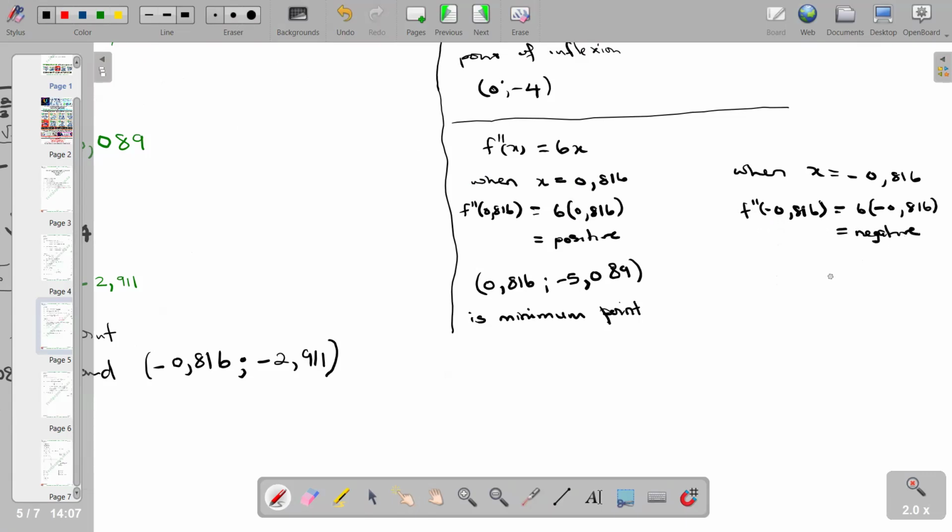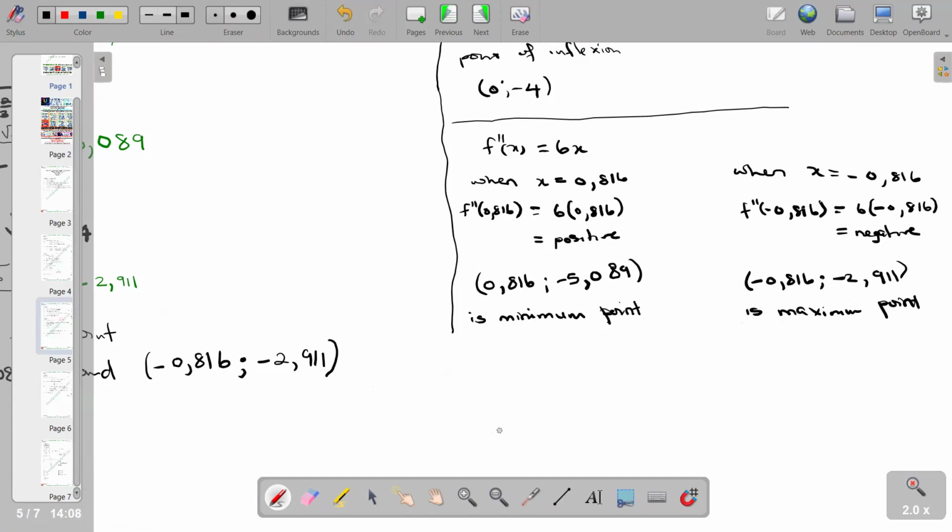So since this answer is negative, it follows that the point negative 0.816, negative 2.911 is a maximum point. This point is a maximum point.